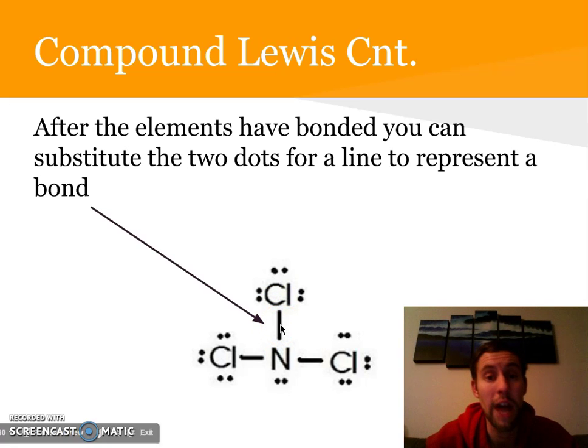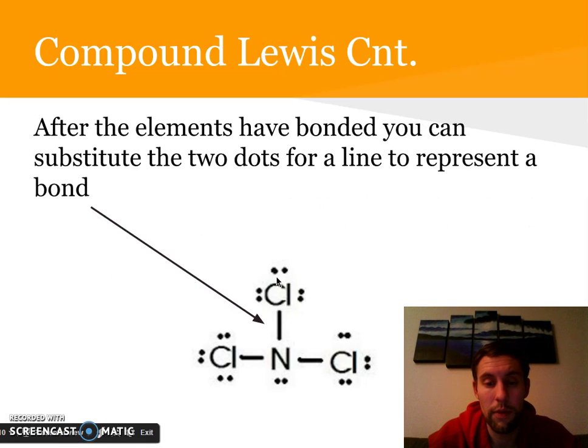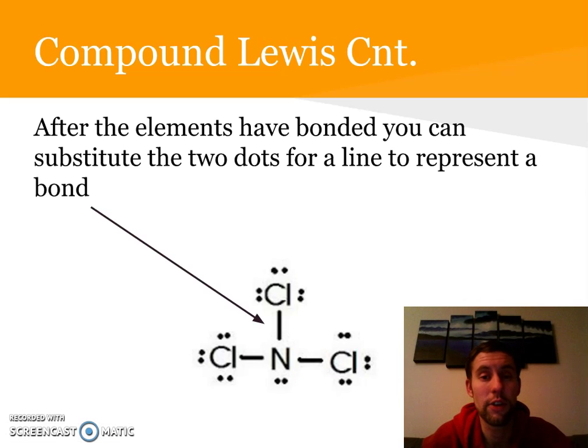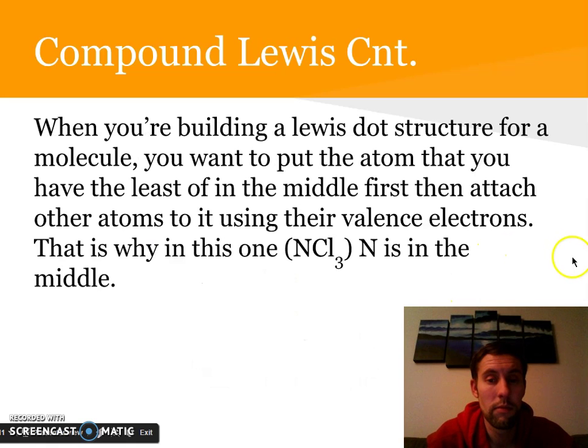The line means those 2 dots, those 2 electrons, are being used in a bond. These 2 dots on chlorine, these 3 sets of 2 dots, are not involved in a bond. They're called a lone pair. Those cannot be turned into lines. They're just used on the outside. So the ones that are between atoms, those can be turned into lines to show that they're bonding electron pairs. They're attaching the 2 atoms together.